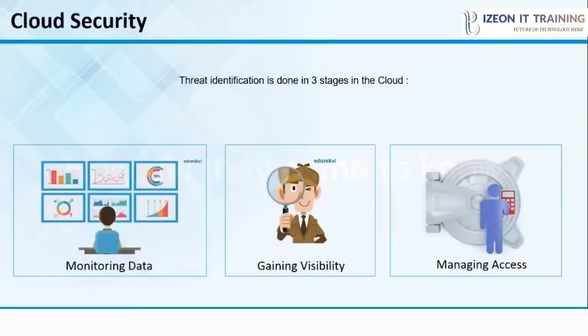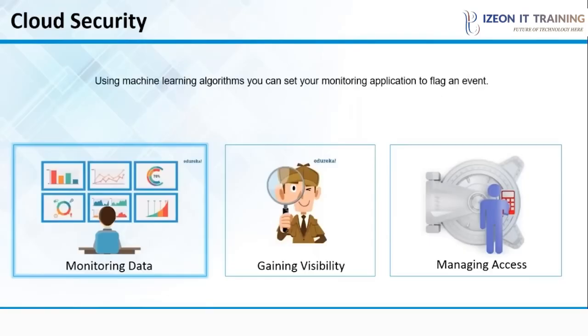Basically, the threat identification process in cloud security is done in 3 stages. The first stage is monitoring data. You have AI algorithms which know what normal system behavior is. And any deviation from this normal system behavior creates an alarm. And this alarm is then monitored by the cloud security experts sitting over there.